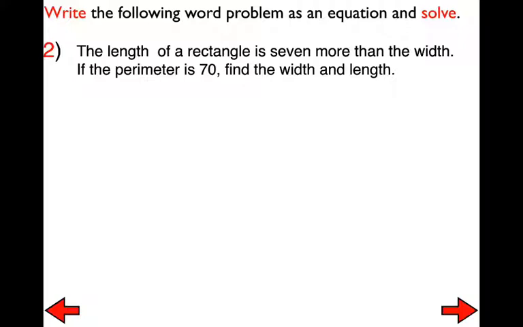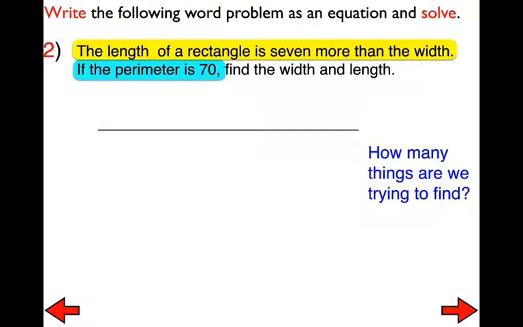All right, let's check what you have here. The length of a rectangle is 7 more than the width. If the perimeter is 70, find the width and the length. So this one is very similar to number 1. We know that the length is more than the width. That makes the width smaller. So make sure when you're setting up your table, you write the widths first, because then we can just make them x. And the perimeter is 70.